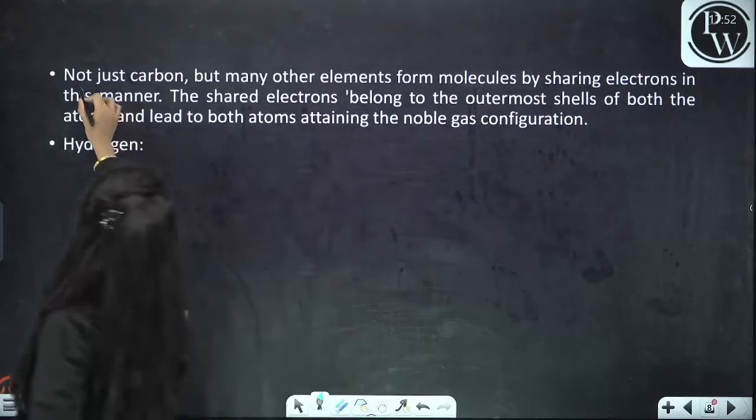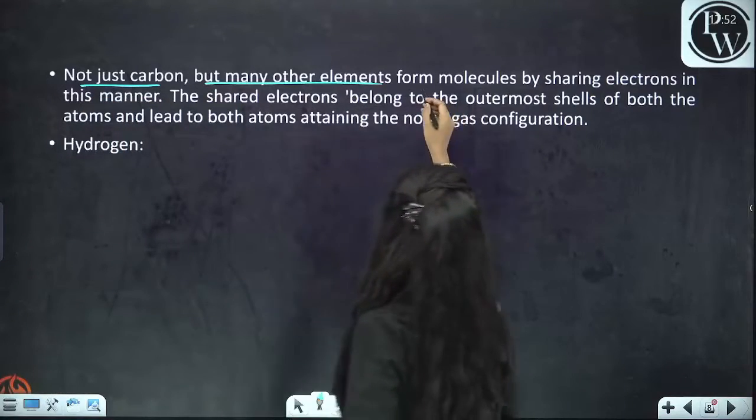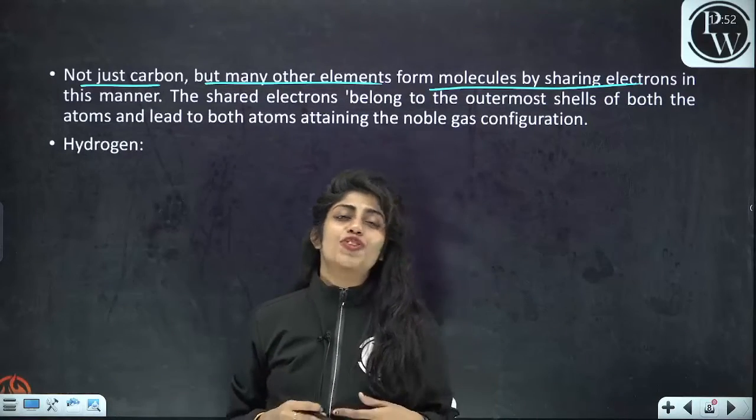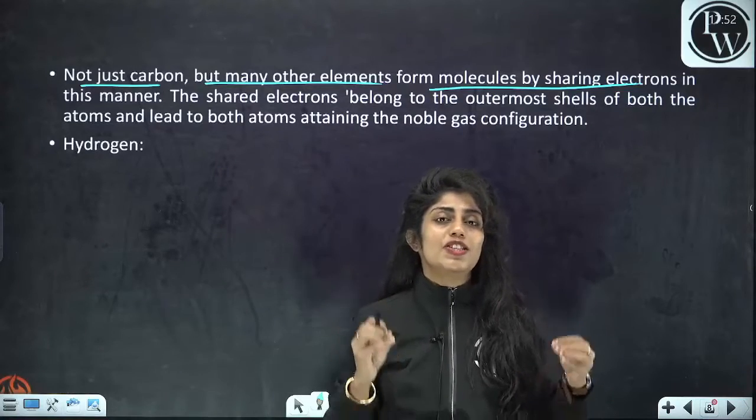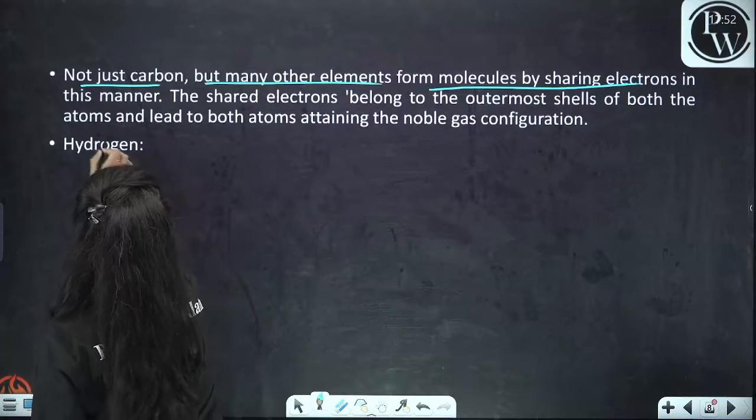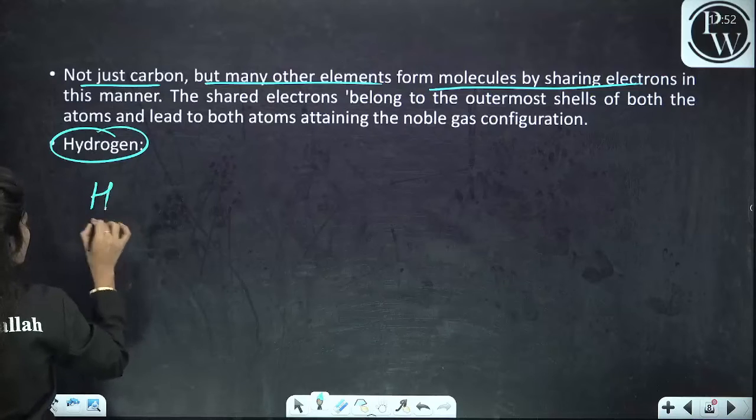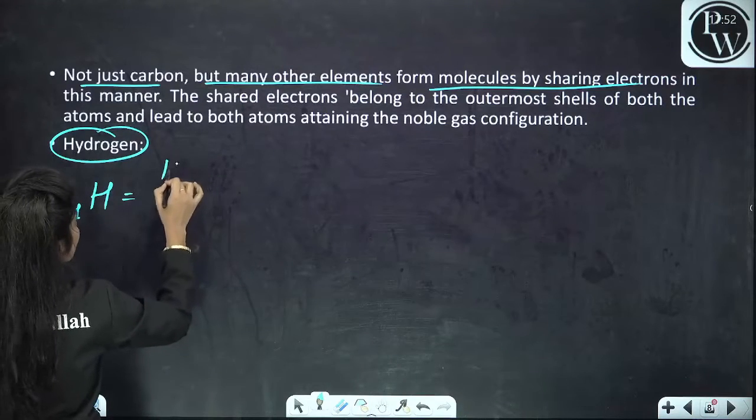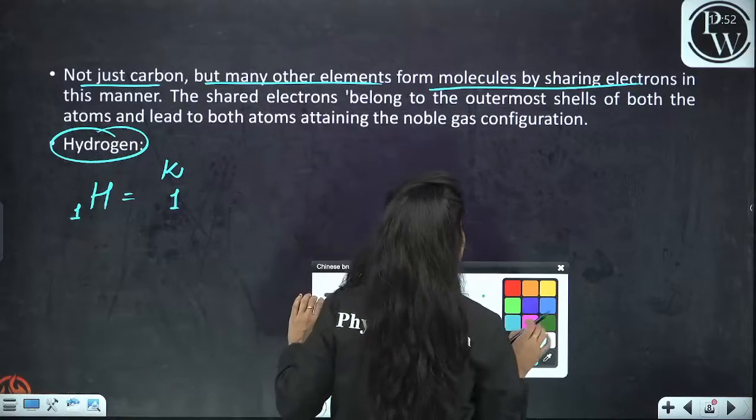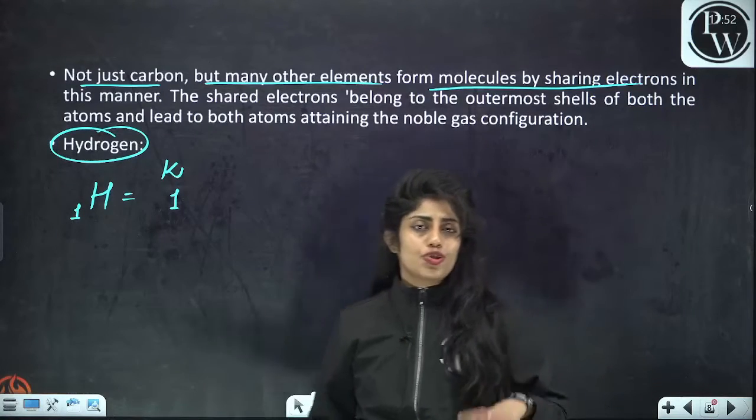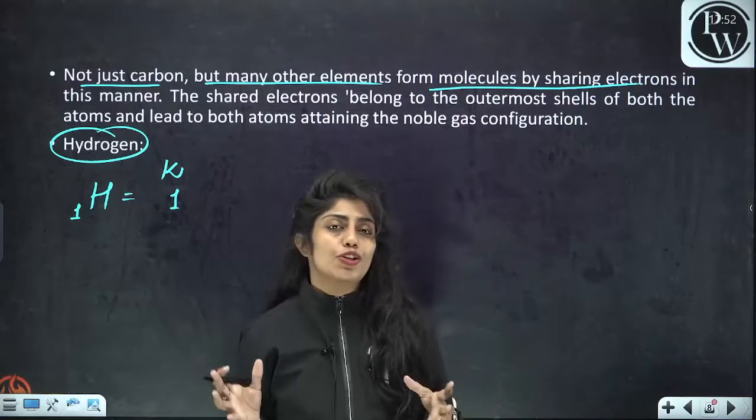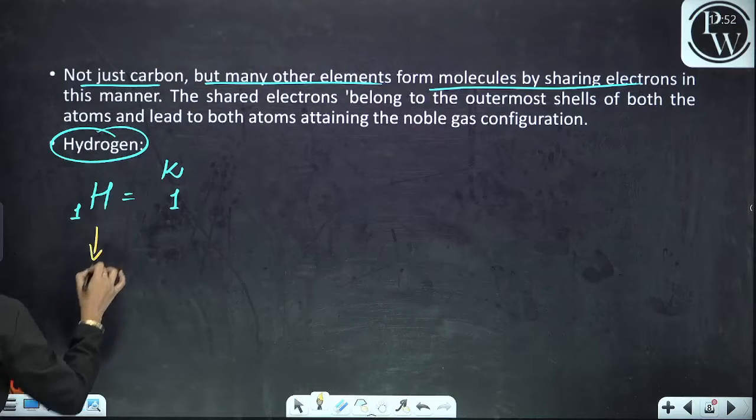Next, not only carbon, but many other elements form molecules by sharing of electrons. It's not only the concept of carbon, but there are some other elements which are also supposed to share electrons in order to form molecules. So just like we have hydrogen. Hydrogen, atomic number 1, we can write its electronic configuration like this, K shell having only 1 electron. So in order to get its stability, hydrogen cannot complete its octet. Why? Because 8 electrons is a big thing for hydrogen. But it can definitely complete its duplet.